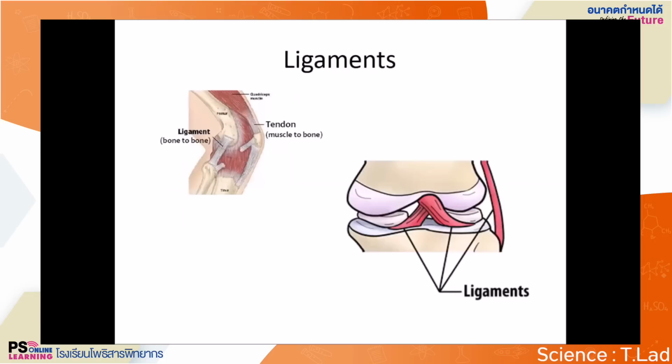Another connective tissue is called ligaments. So what do they do? They connect bone to bone.